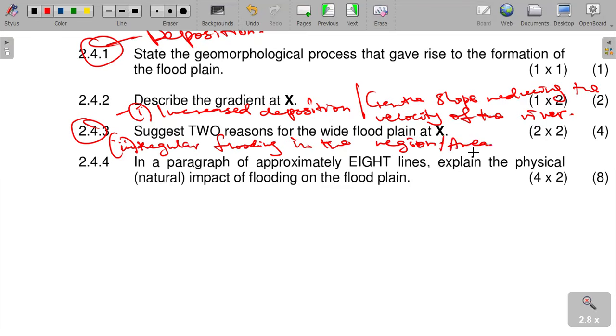And then, in a paragraph of about 8 lines, explain the physical impact of flooding on the floodplain. So we want to see what the impact of flooding on the floodplain is. One, we can talk about the deposition of fertile soils. The deposition of fertile soils also improves the nature and amount of vegetation.